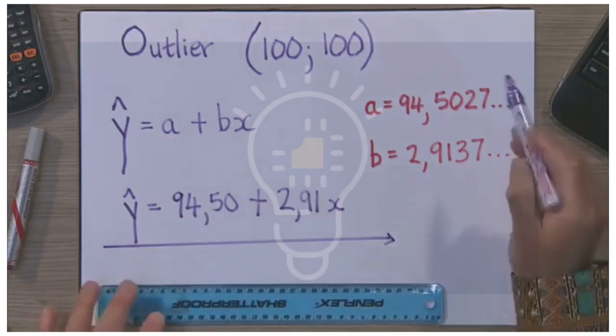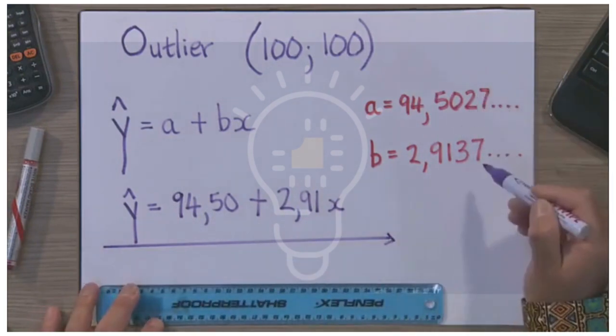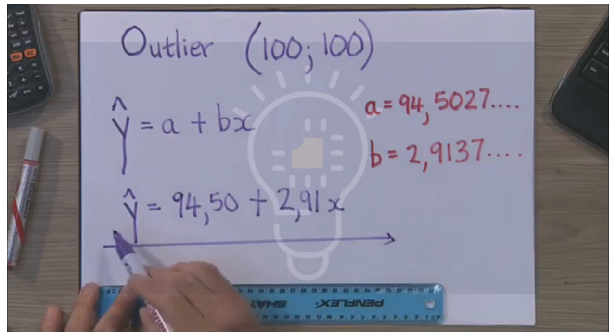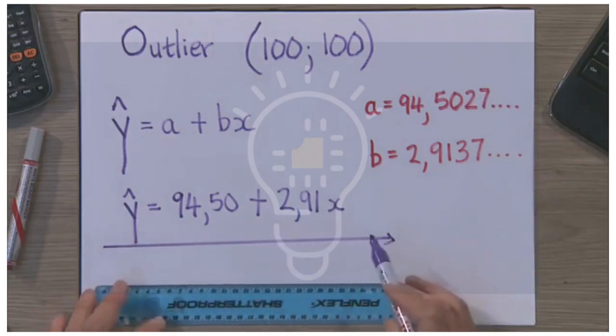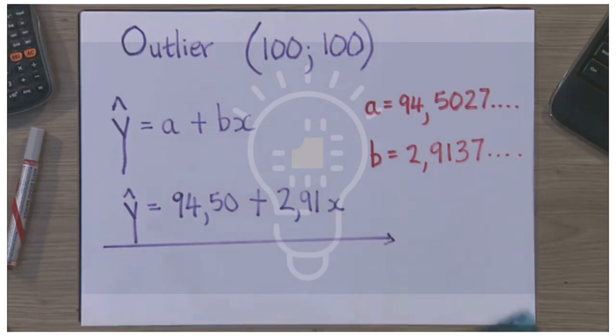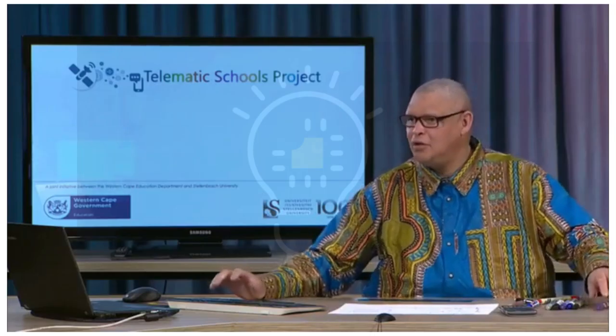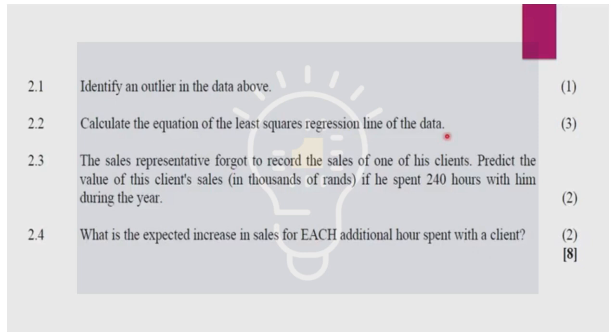Okay, notice you'll get a mark for the value of A, you'll get a mark for the value of B, and you'll get a mark for writing this in the correct format, the equation of least squares regression line, because that is what the question explored. Now, let me look at question number 2.3.